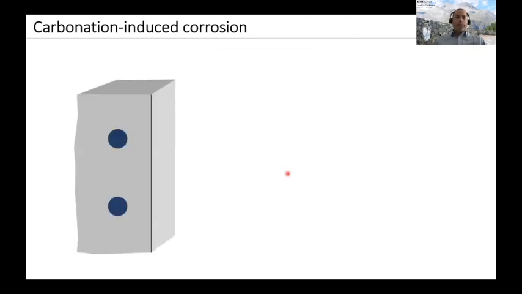Now, the result of carbonation-induced corrosion is that we precipitate corrosion products in the near field of the steel. So these yellow circles here represent precipitated corrosion products in the pore system around the steel, and that may ultimately lead to expansive stresses and then to cracking of the concrete cover.